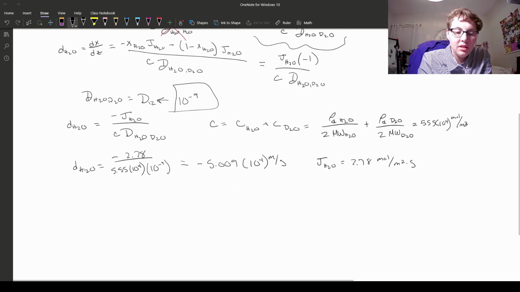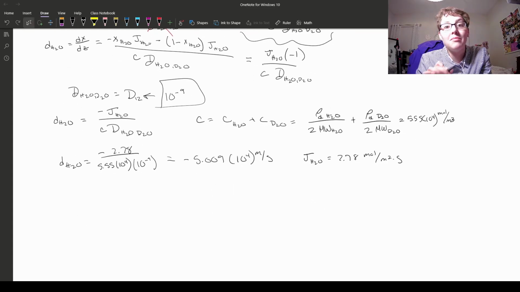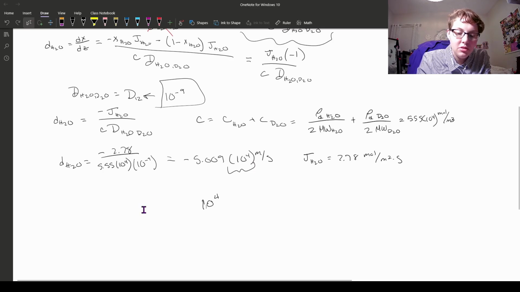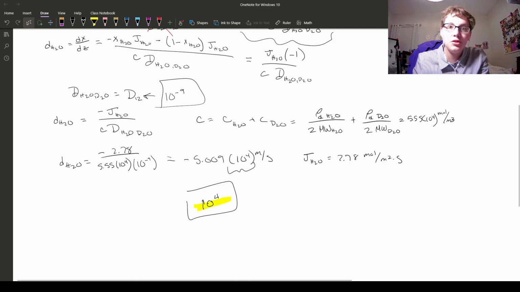And the original question, if you remember, asks for an order of magnitude estimate for the driving force, and that is this number right here, 10 to the 4th. So the driving force has an order of magnitude of 10 to the 4th. And that is the answer to problem 2.